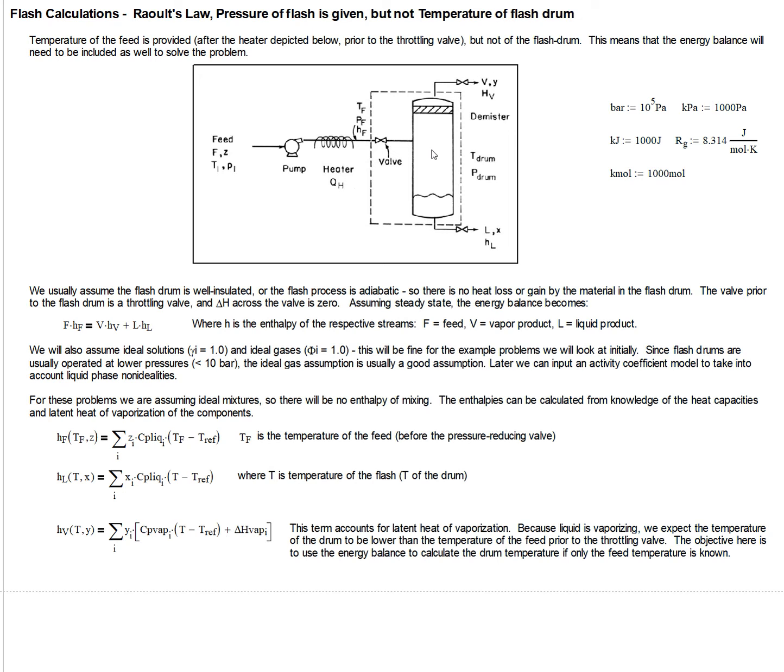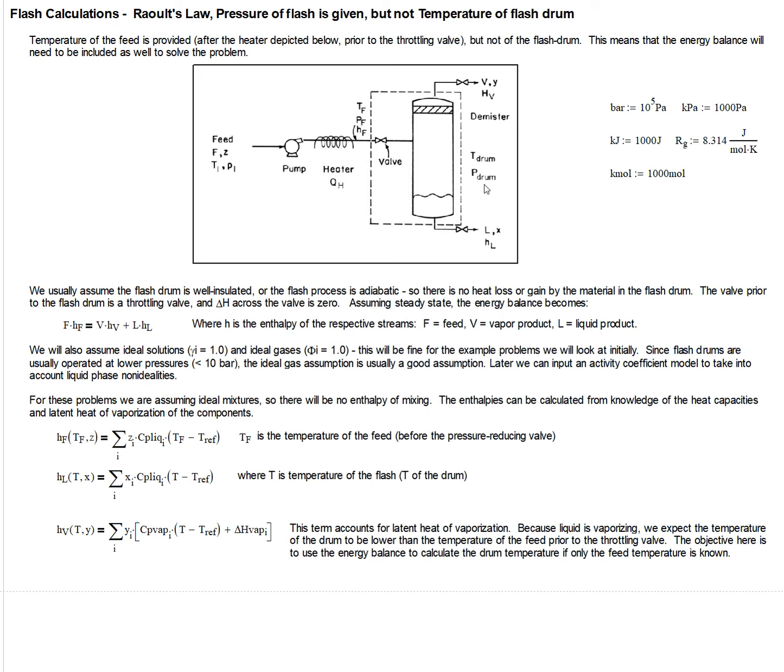flash drum. And so because we have evaporation going on, we are going to have a change in temperature. The temperature of our flash drum is going to be lower than the temperature of our feed, and so what we will have to do is use an energy balance to calculate the temperature of the flash drum and then solve the equilibrium relationships and material balances for the vapor and liquid phase flows and components.